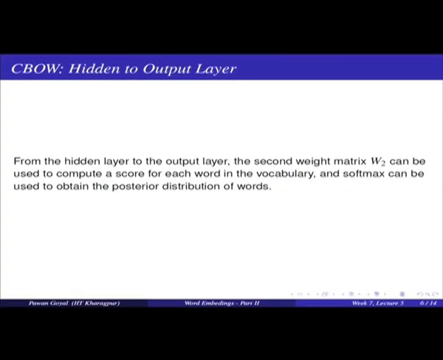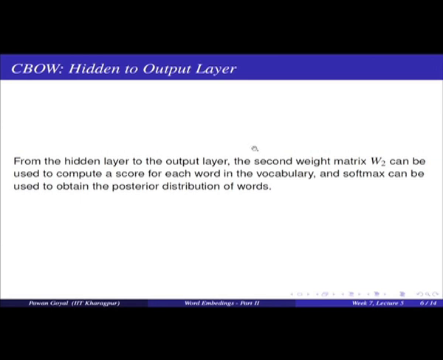Now what happens from hidden to output layer? Remember, we have a second weight matrix W2 that goes from hidden to output layer, and its dimension is n cross v. The hidden layer dimension is 1 cross n. So if I multiply this 1 cross n matrix with this n cross v matrix, I will get a 1 cross V matrix. Okay, and that is my output layer.